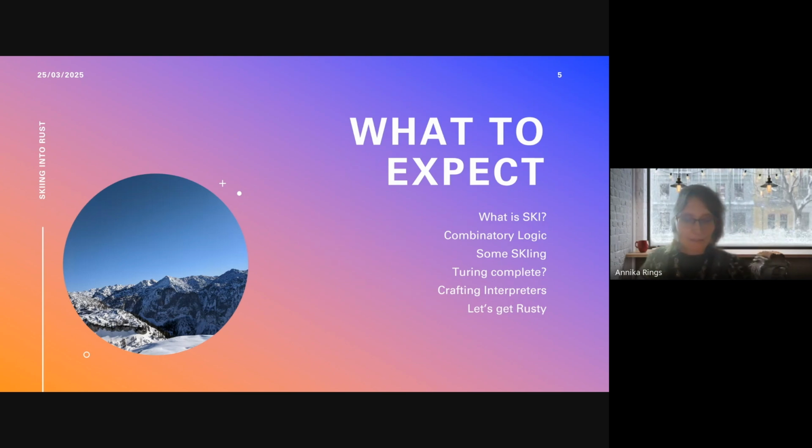Instead, what I want to talk about is a little side project that I've been working on in Rust, which is to write an interpreter for the SKI combinator calculus. So it's usually pronounced SKI, but I pronounce it ski because it's more fun and it's shorter as well.